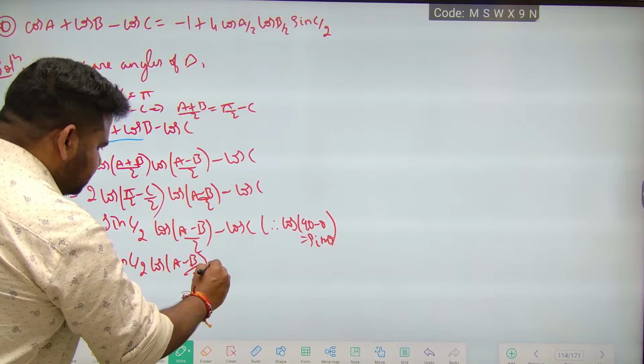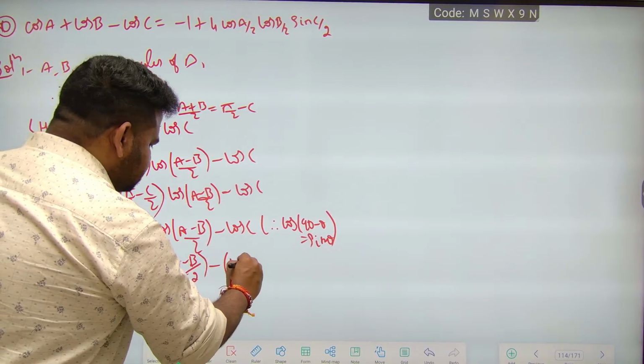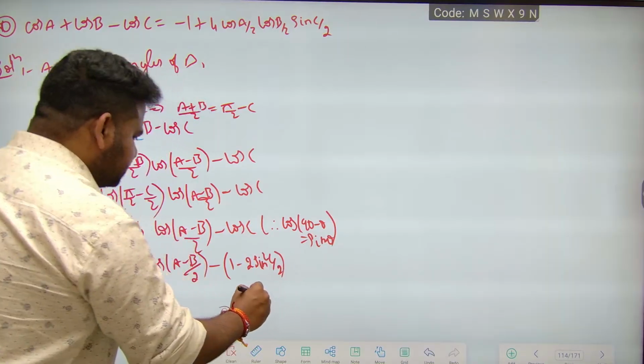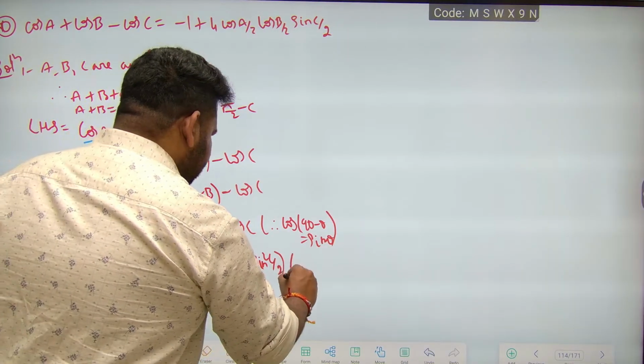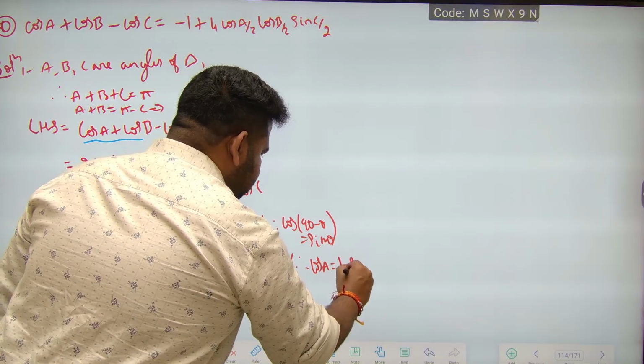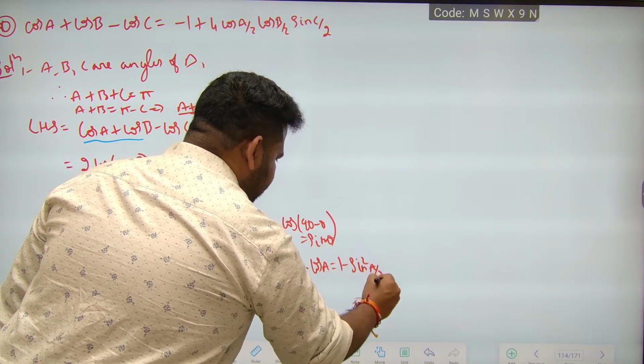Minus cos C, I can write it as 1 minus 2 sin square C/2. The reason, I should write the reason: therefore cos A is equal to 1 minus 2 sin square A/2.